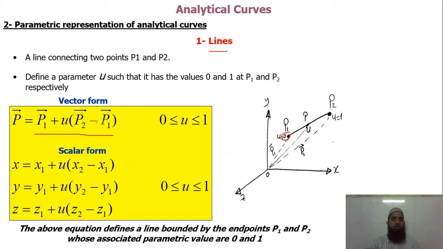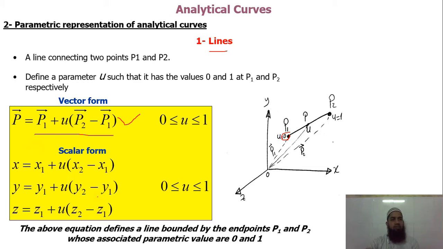Now you can directly remember this formula, there is no need to derive it, because in the examination they never ask for the derivation, they only ask the numerical on the line. So p equal to p1 plus u into p2 minus p1. This is the formula for the line.